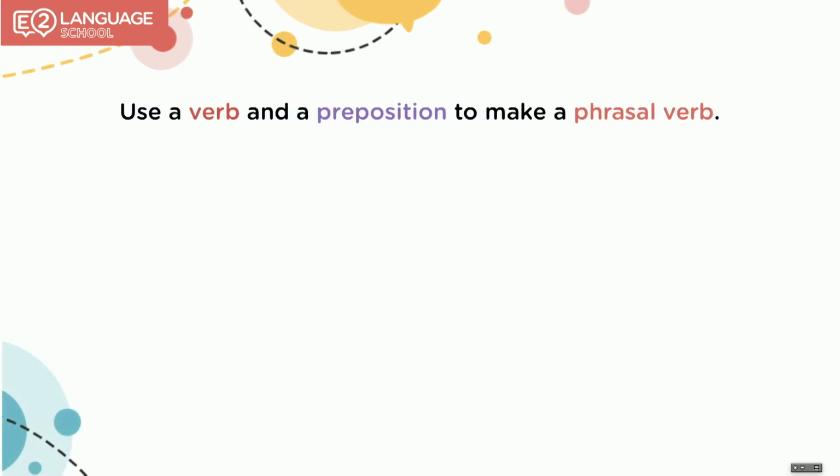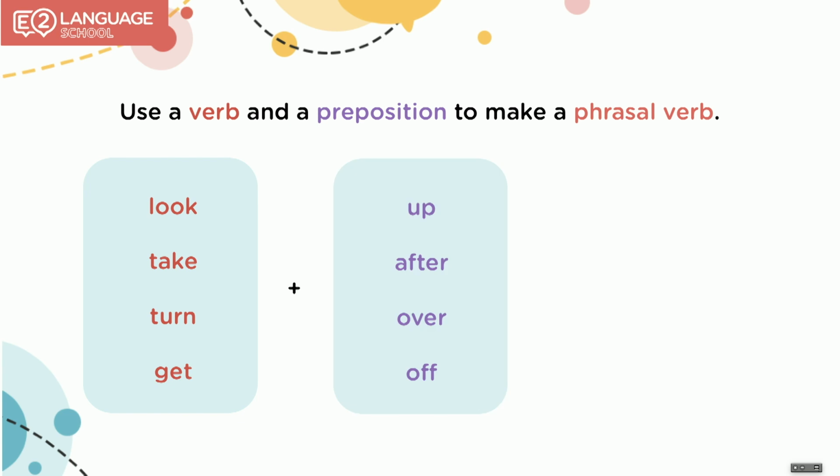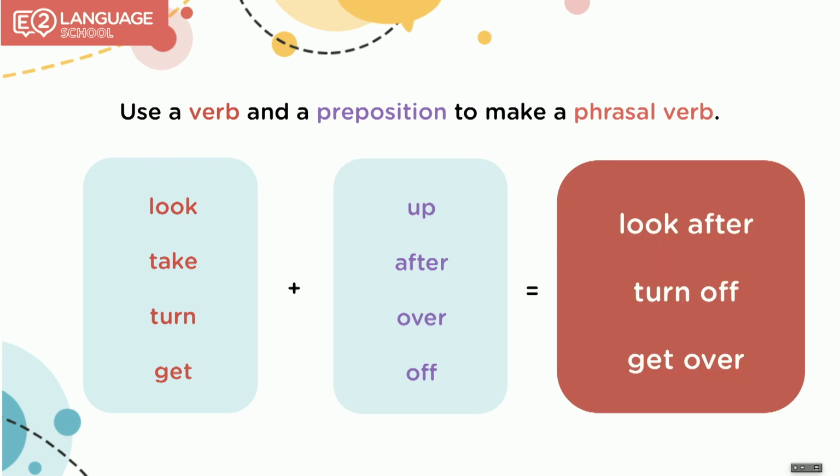But first, let's look at how we combine a verb and a preposition to make a phrasal verb. So we take any verb plus any preposition, and if you get the combination right, you can create an entirely new verb like look after, turn off, or get over.